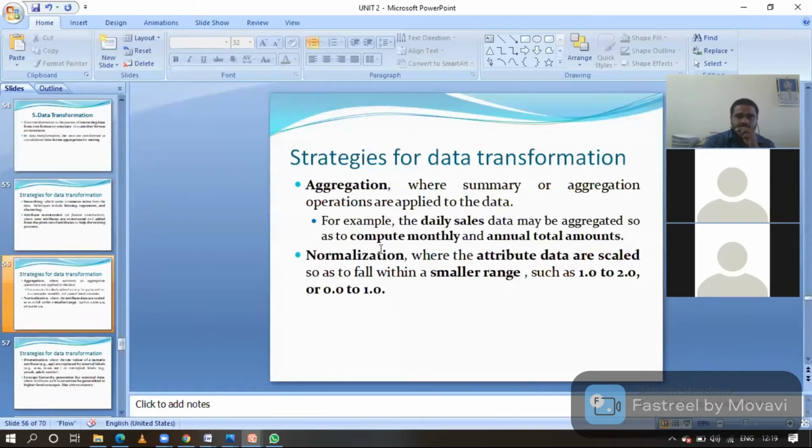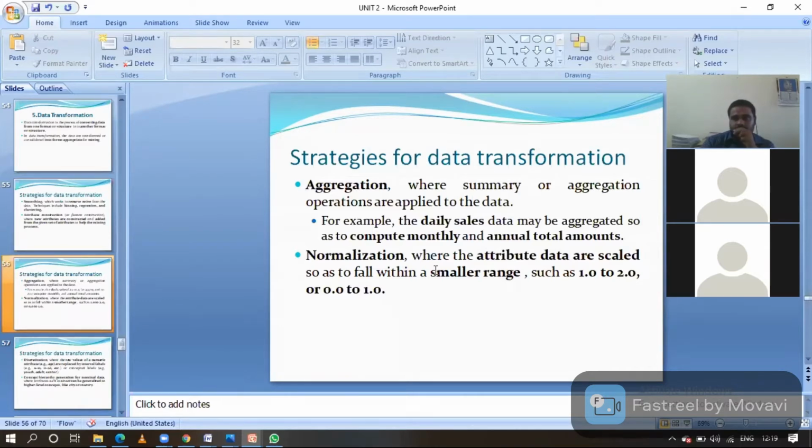The next one is normalization, guys. Normalization is also used in data cleaning, as we have seen previously. The same thing can also be used in data transformation. In normalization, we are going to scale the attributes, guys.